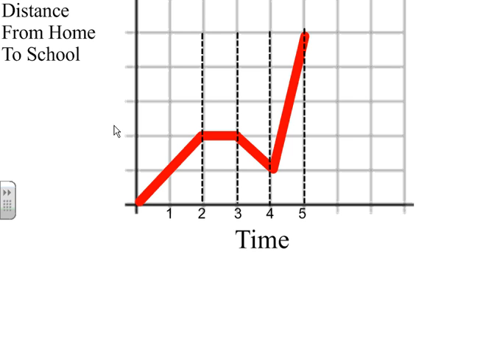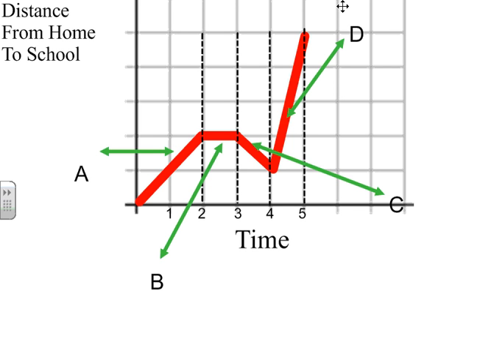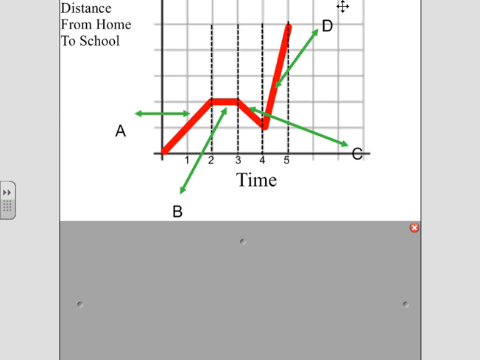So we have the first section, which goes up and then stops. Then we have a flat section. We have a down section, and then we have a section that goes back up. Now we're going to label these as A, B, C, and D so that we can tell a story about what is actually going on over the period of time. So here I'm going to tell a little story.